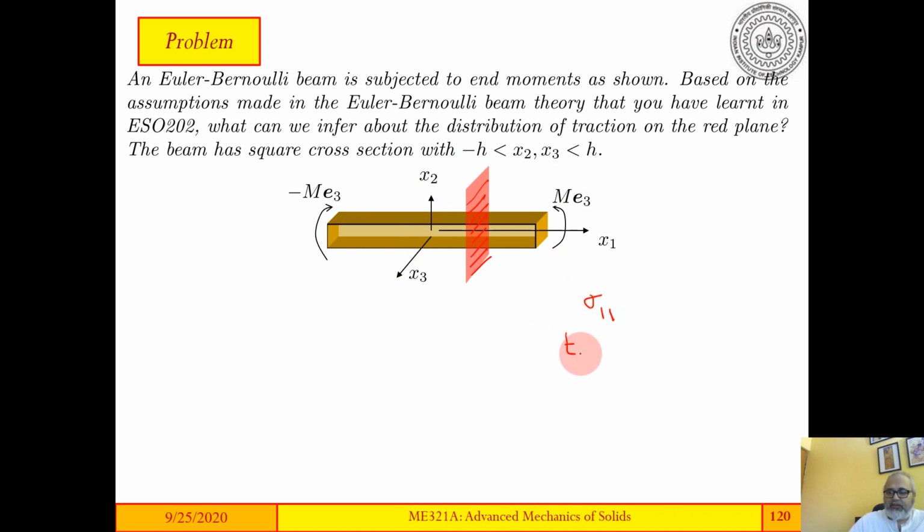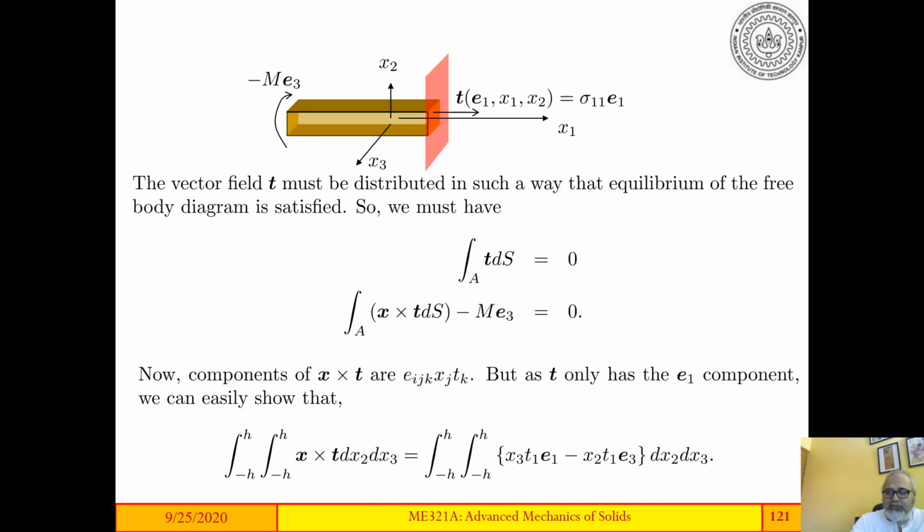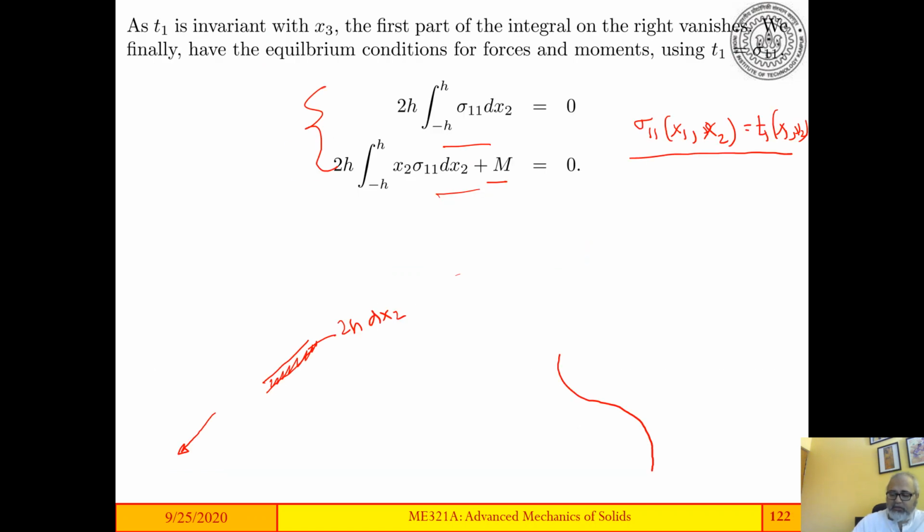So what is the traction? We figured out that the traction is such that T1 is sigma 1, 1 and T2 and T3 are both equal to 0. And that is because the normal to this plane is 1, 0, 0. So that is the first step that we did. We got the traction vector. Traction vector is along the normal and it is equal to sigma 1, 1. And then we asked ourselves, what is the condition that this traction vector must satisfy? And then we come up with the conclusion that it must satisfy these two equations. This is for force balance, this is for moment balance.